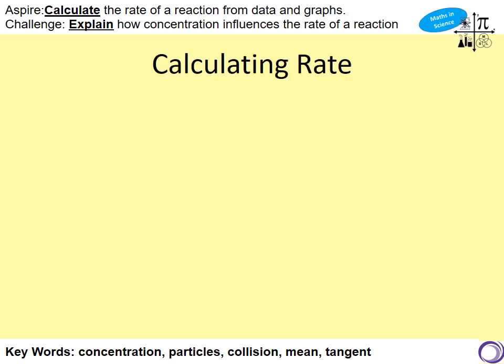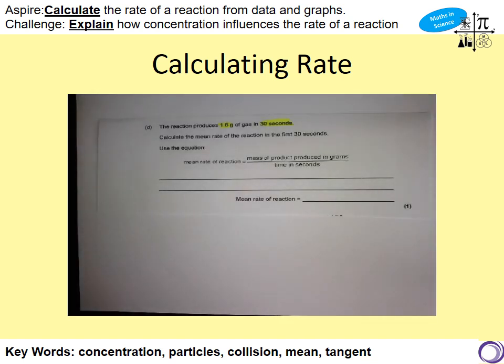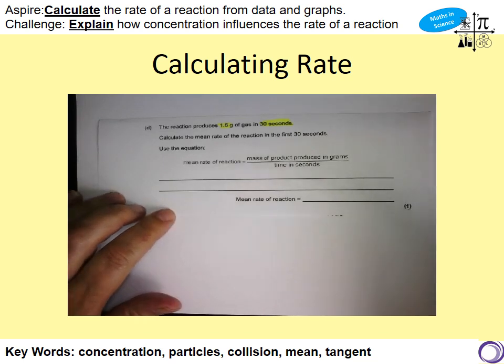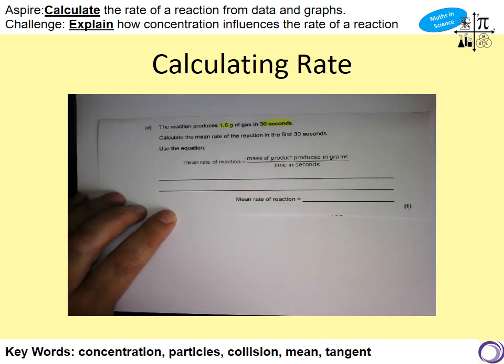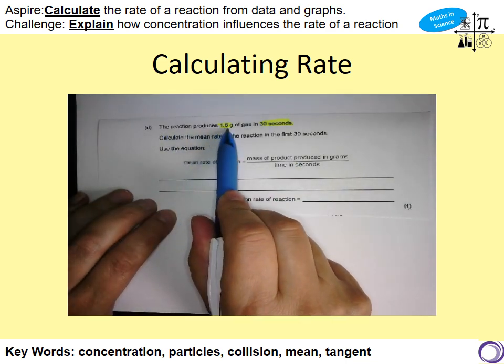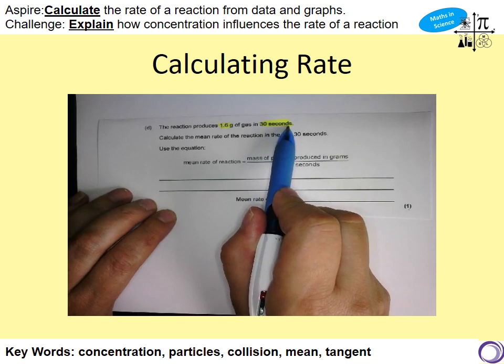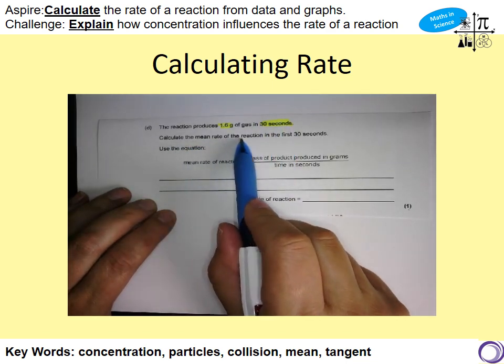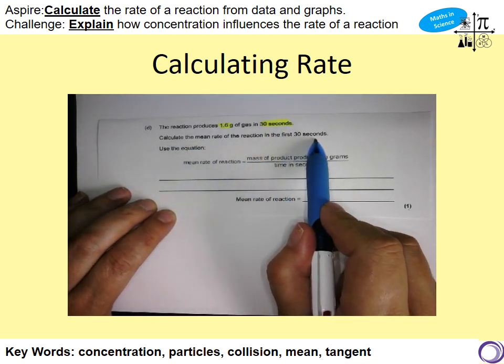Now we can calculate the mean, let's have a look at how we can now use that to calculate a rate. There are a number of ways in which we can calculate the rate of reaction. This first way is quite straightforward and is just a simple calculation. You can see it's only worth one mark, so the exam board are not going to be asking you to do too much to get that one mark. This question says the reaction produces 1.6 grams of gas in 30 seconds. Calculate the mean rate of reaction in the first 30 seconds.